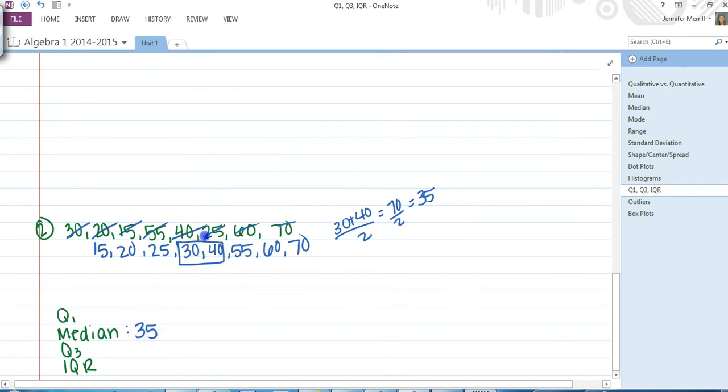Then we want to go ahead, and since this is an even number, we don't want to take out the median for the lower quartile and upper quartile. We just want to split it in half. So in this case, I have 20 plus 25, which is equal to 45. And 45 divided by 2 is 22.5. So that Q1 is 22.5.